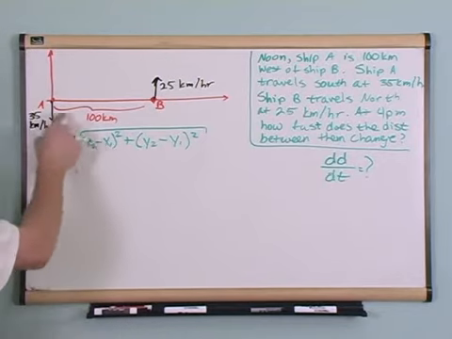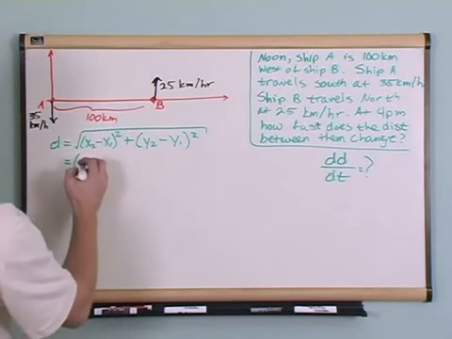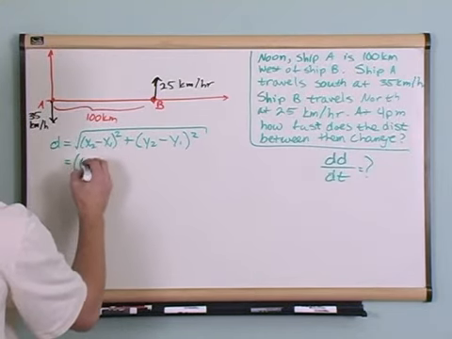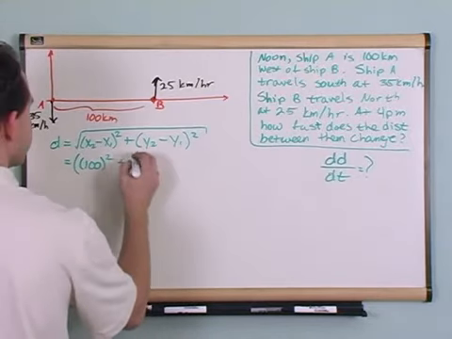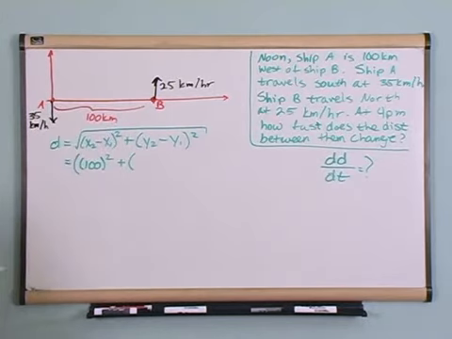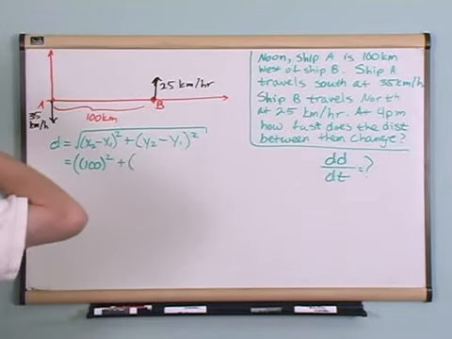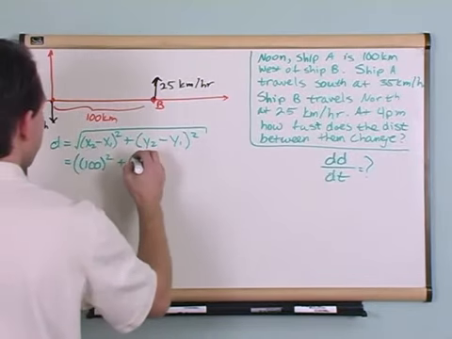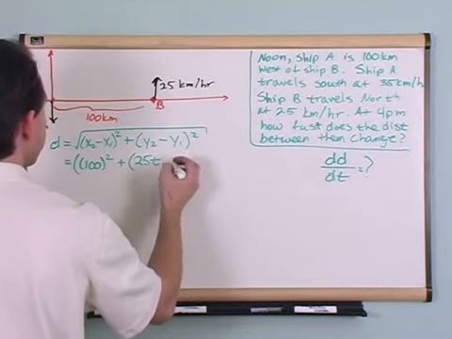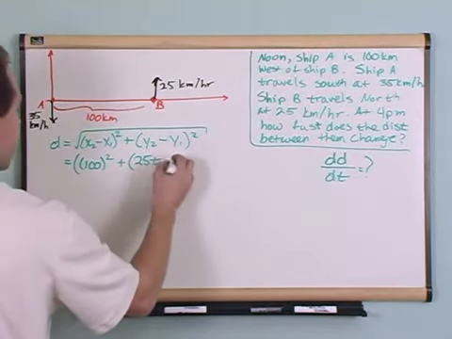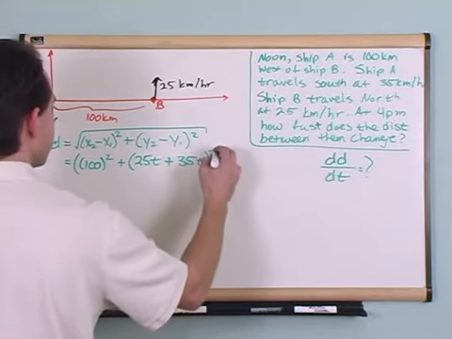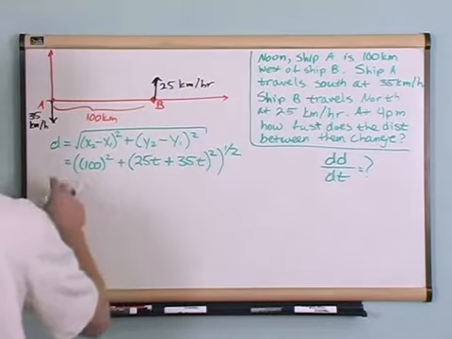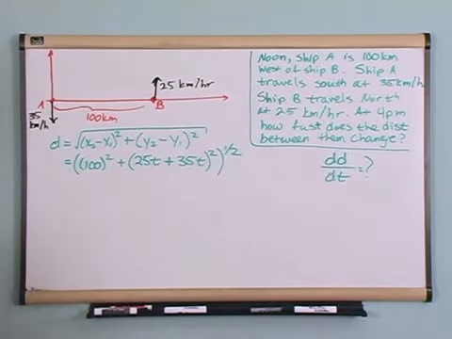So let's do that. But before we actually do that, we want to plug some numbers in here. x2 minus x1 is just the difference in x here. So this is just 100. 100 squared, plus the difference in the y's. Well, here's where it becomes a little bit interesting. As time goes on, the distance between them is going to be 25 kilometers an hour times time, plus 35 times t. I'm going to explain this, so don't freak out on me here. And this is all raised to the 1/2 power, which is the square root.